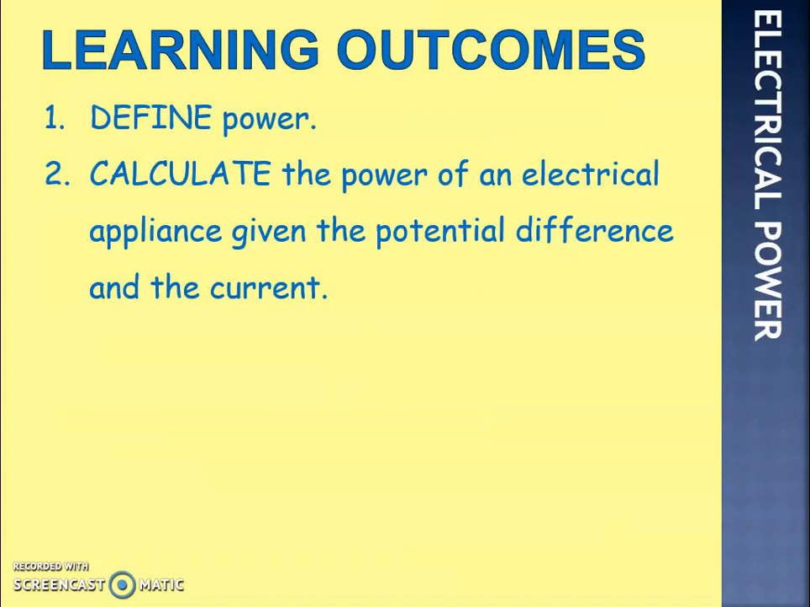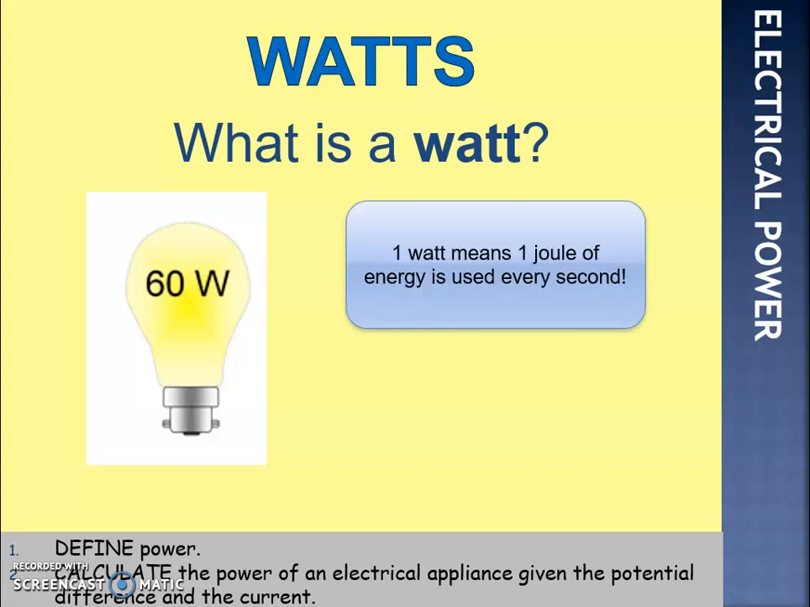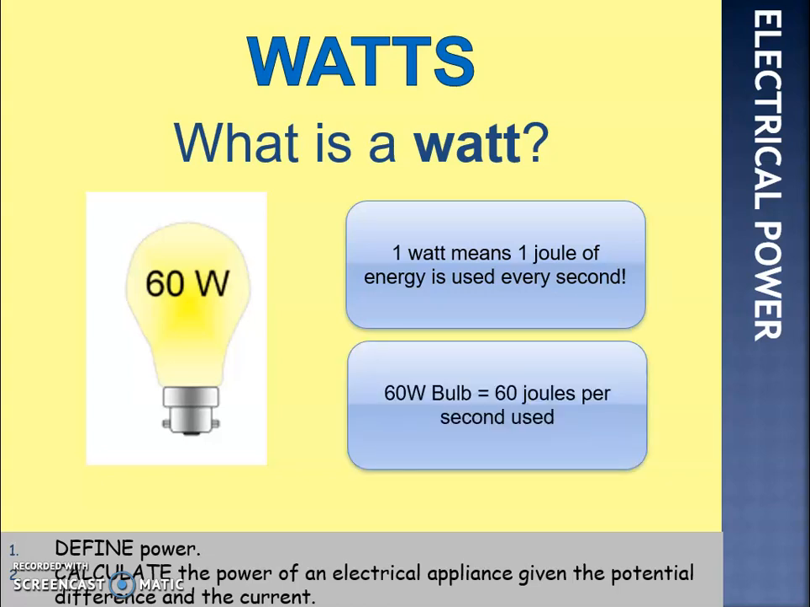Okay, our learning outcomes today are number 1, to define what power is, and number 2, to calculate the power of an electrical appliance given the potential difference and the current. Okay, so watts is our first title. What is a watt? We know that electrical appliances, we sometimes read on there, it's got so many watts. There's a 60 watt bulb there. What this means, 1 watt means 1 joule of energy is used every single second. So a 60 watt bulb would use 60 joules in a second.